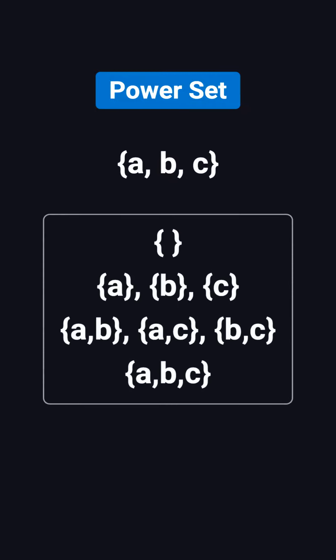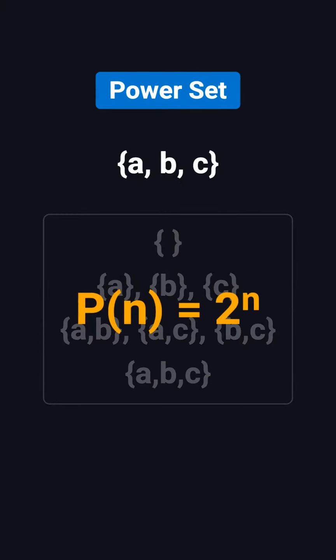So what exactly is a power set? Let's say we have three characters, A, B, and C. The power set is simply every possible combination of these elements. That includes the empty set, the single element sets, A, B, and C, the two element sets, AB, AC, and BC, and finally the full set, ABC. Altogether, there are 8 subsets. In general, if a set has n elements, its power set will contain 2 to the power of n subsets.